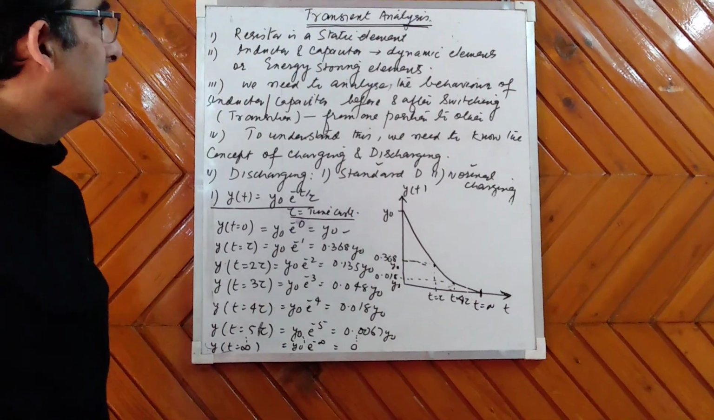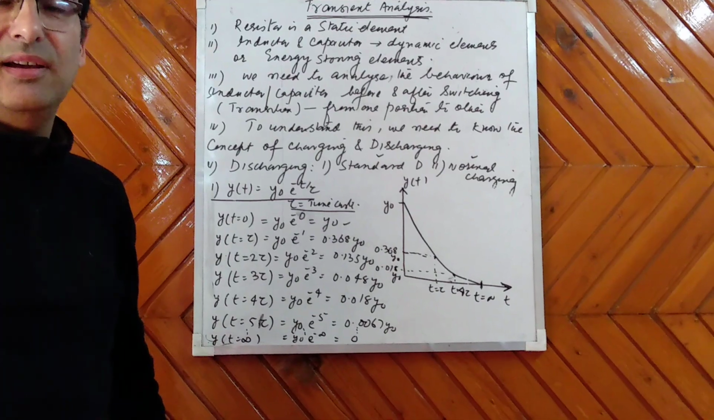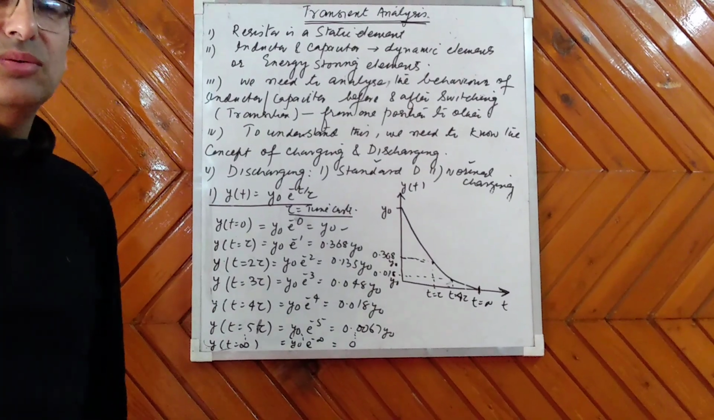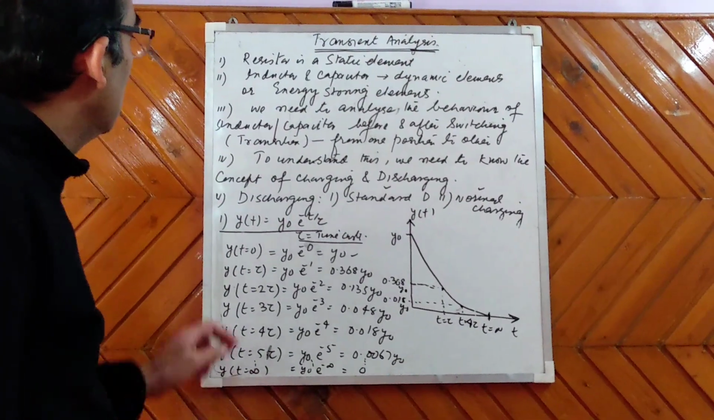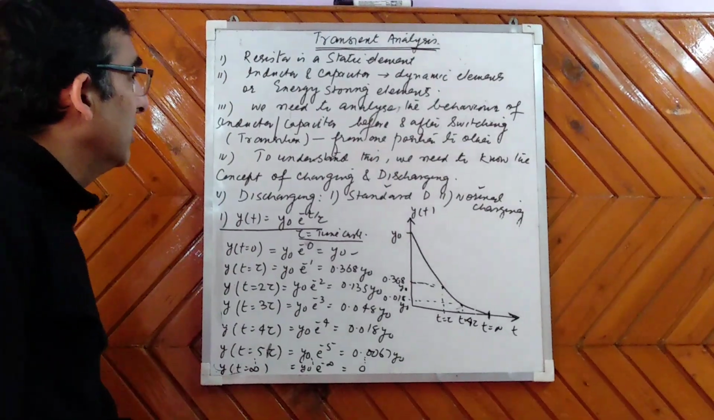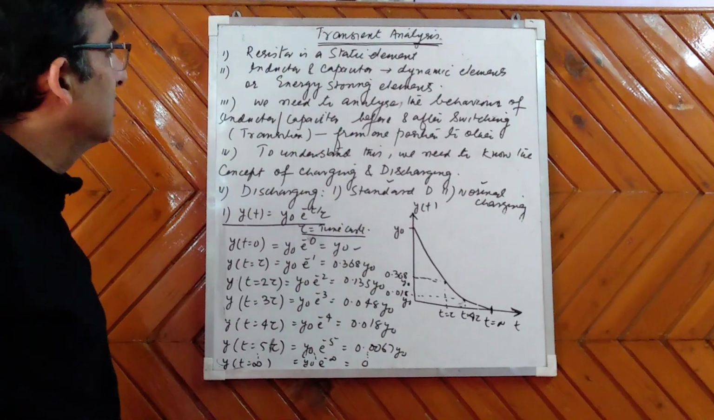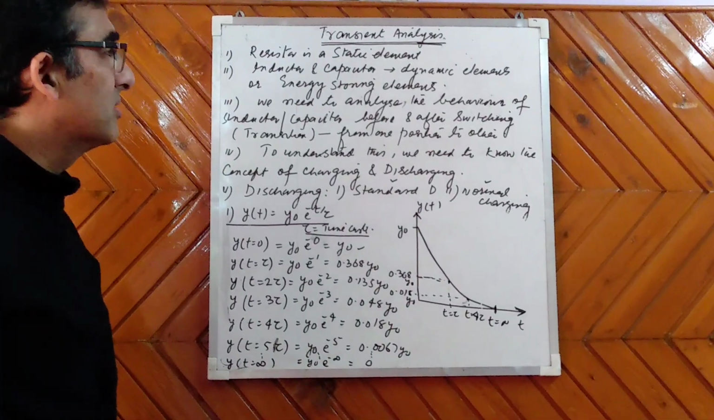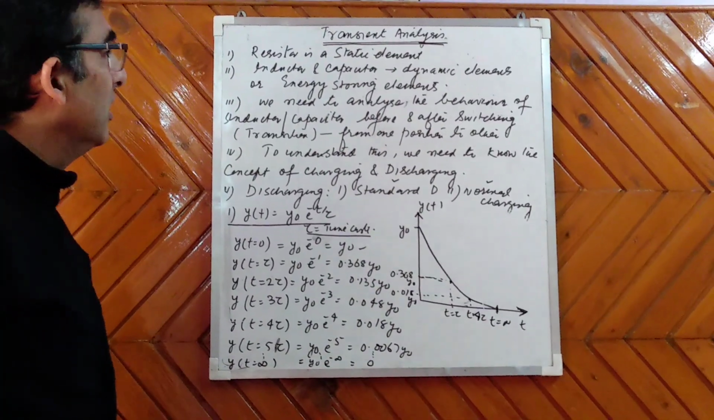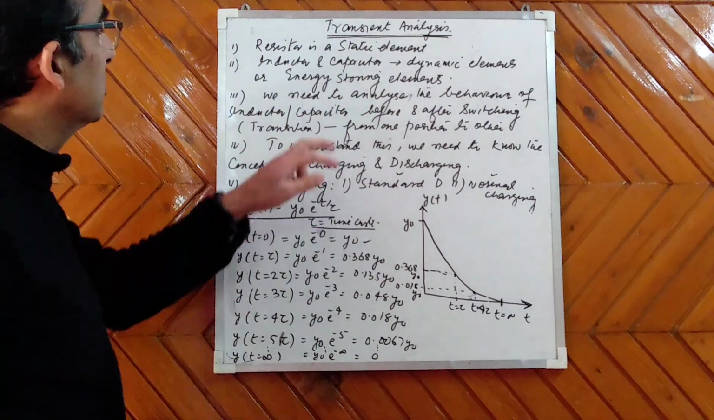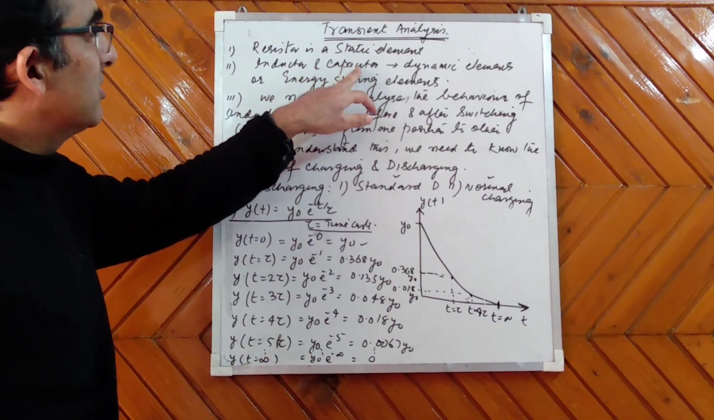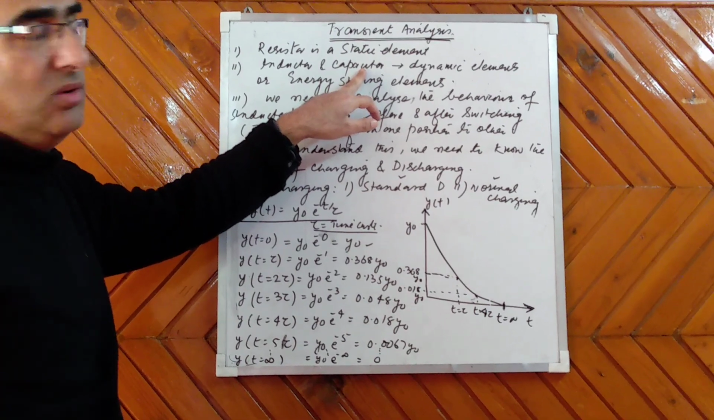Now, today we'll discuss something on the transient analysis as I have already provided you the notes. So, let us see some basics of the transient analysis. Now, in a transient analysis, we have three passive elements. Resistor is a static element, and inductor and capacitor are the two dynamic elements. Inductor and capacitor are also called energy storing elements. Inductor stores energy in the form of current, whereas capacitor stores the energy in the form of the voltage.